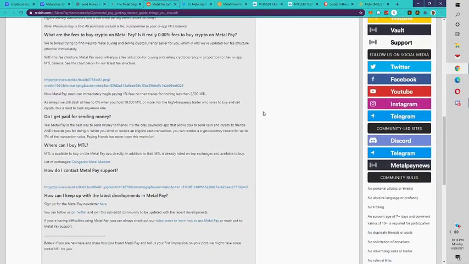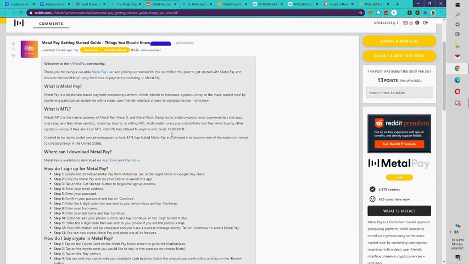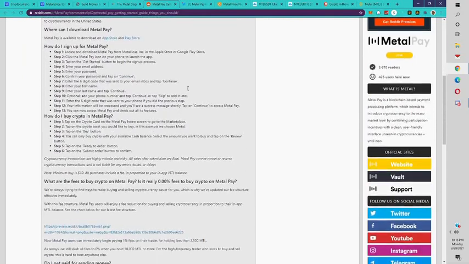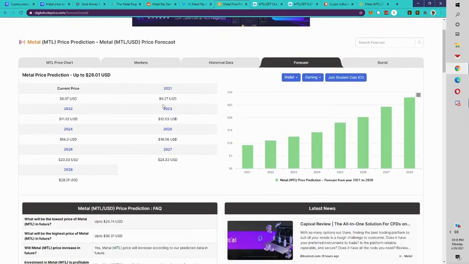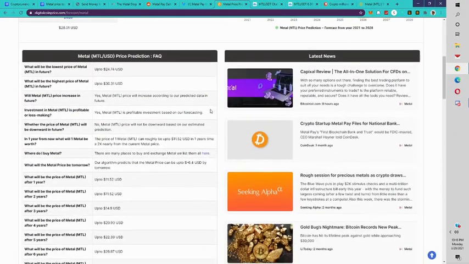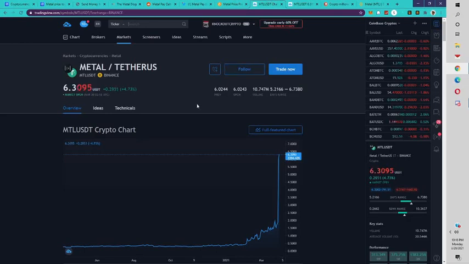Now, I'm not going to read all of this. I would say you could go to the Reddit page, r/MetalPay, and take a look at the Getting Started guide to understand more about Metal Pay. I'm going to get into the price prediction for you guys real quick. So it's already at $6.61. The end of the year price prediction for 2021 is $9.27. I disagree. I think Metal Pay is going back to $14, $15 by the end of the year. So my price prediction is $15 by the end of the year.